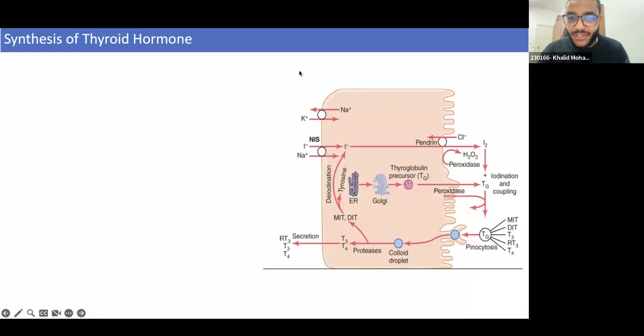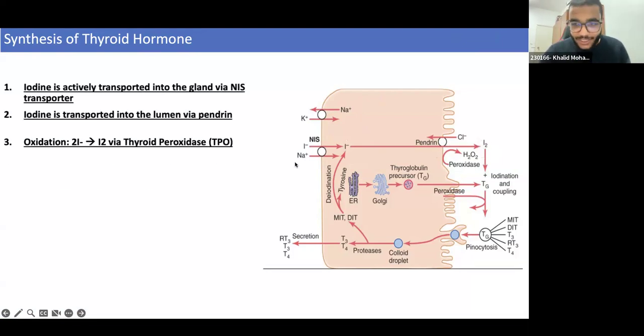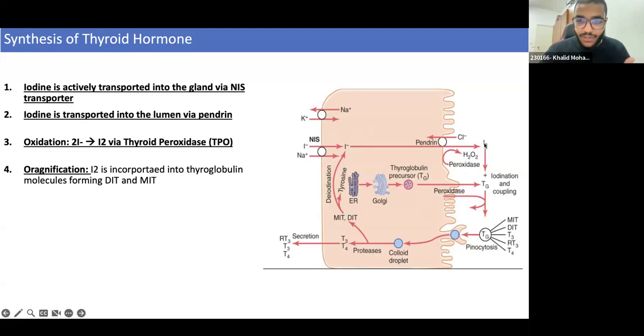So let's just quickly review the synthesis of thyroid hormone, which is an important topic. The first step is that iodide is actively transported into the thyroid cells via the NIS channel. And then from there, it goes to the lumen via the pendrin channel. The third step is oxidation of iodide, so basically, two iodide ions are joined to form iodine. And then organification, which is the addition of this iodine into thyroglobulin molecules.